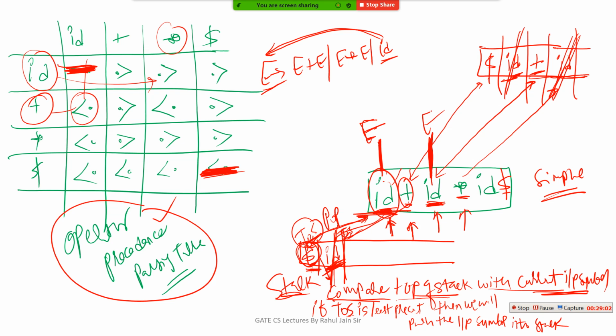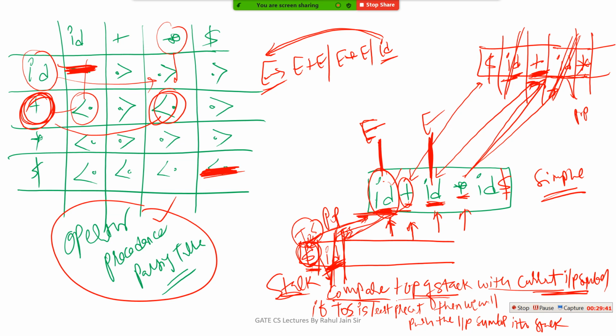That is why it is replaced with capital E, that is non-terminal E, according to our grammar rule. Now again I will compare this star with this plus because this is popped now. So I will compare this multiplication operator with this addition operator. If I compare them, you will simply observe here that this plus symbol, the addition symbol, has lesser precedence than the multiplication symbol. So I will push this multiplication symbol on the top of the stack.